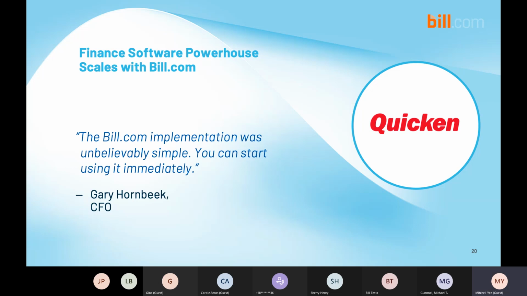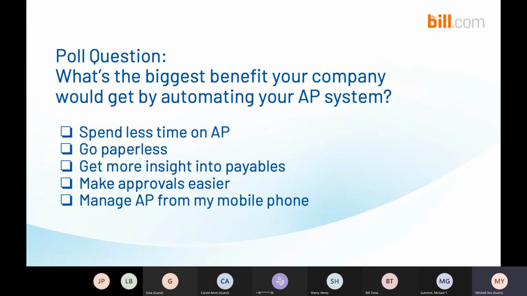And so as we listen to these customer testimonials, we're going to ask another poll question here. The poll question is, what's the biggest benefit your company would get by automating your AP system? Spend less time on AP, go paperless, get more insight into payables, make approvals easier, manage AP from my mobile phone. I'll leave this up here for another 45 seconds to a minute.